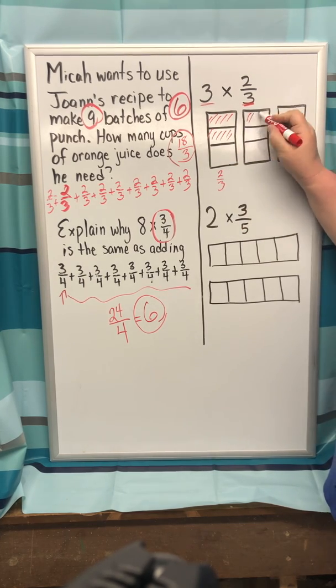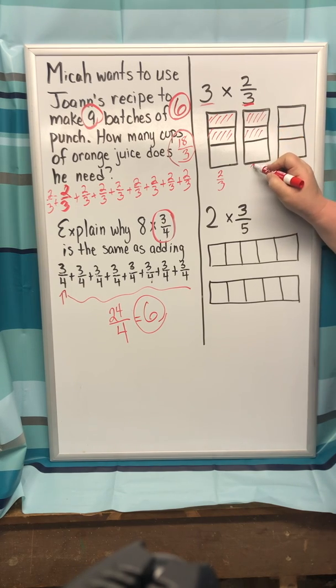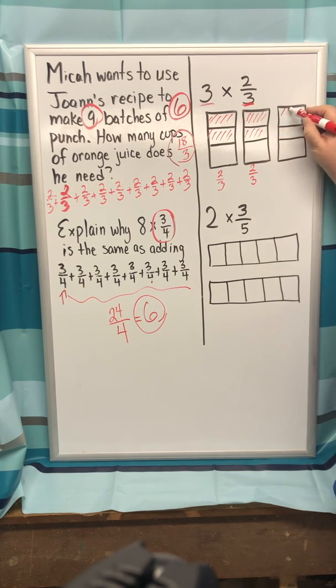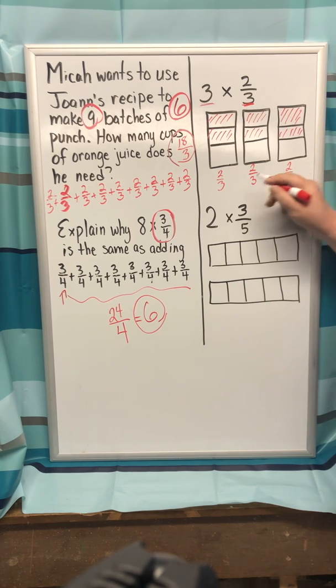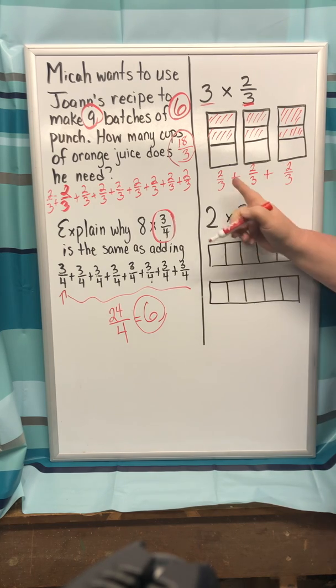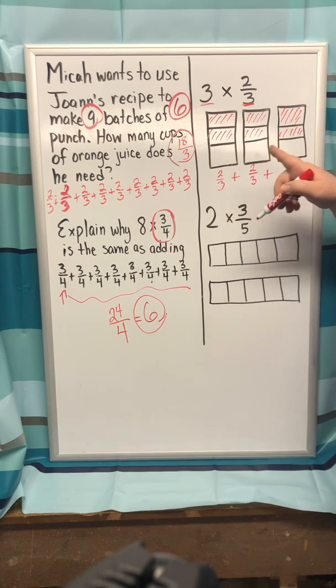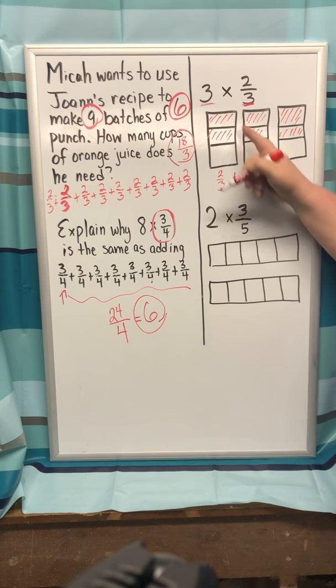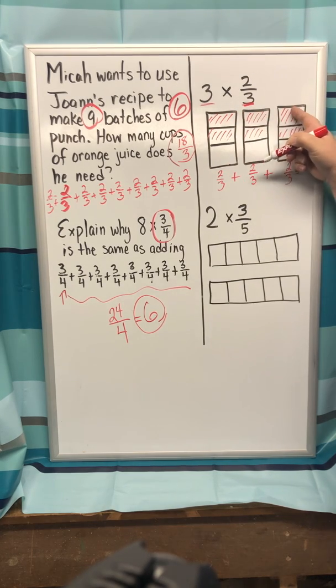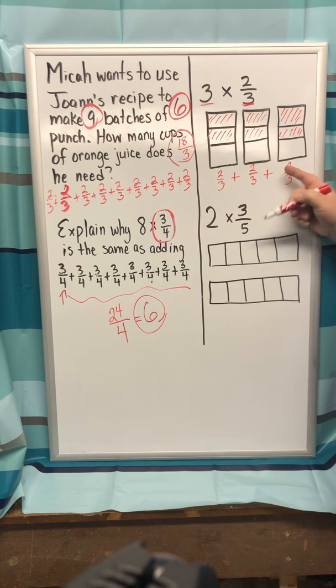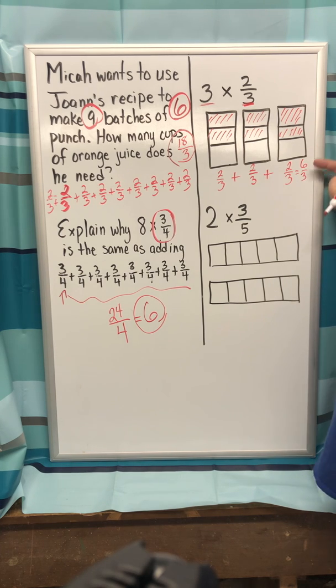I'm going to do the same thing for the second one. That's my next 2/3. And I'm going to do the same thing for the third one. So essentially I have 2/3 plus 2/3 plus 2/3, or 1, 2, 3, 4, 5, 6, or 2, 4, 6 thirds. And again, I have an improper fraction, so I'm doing 6 divided by 3, or how many 3's are there in 6? And my answer is going to be 2.